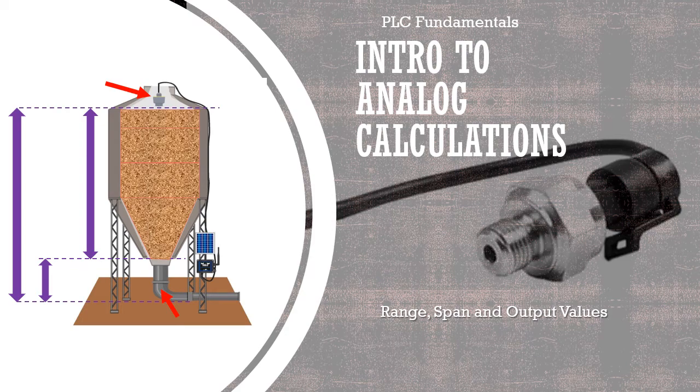Hello! This video is part of the Introduction to PLCs. In this particular video, we're going to look at analog calculations. We'll be looking at 0 to 10 volts and 4 to 20 milliamps outputs from an analog device. And we'll be looking at range, span, and how to calculate the output values based on our range and span. So let's get started.